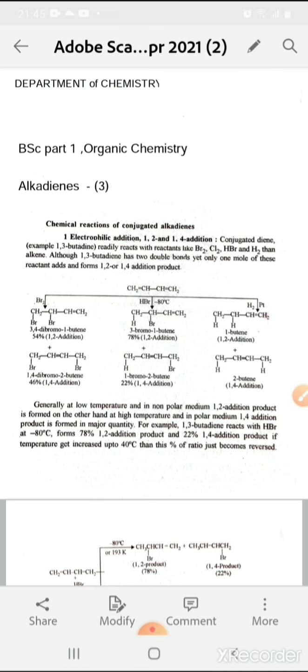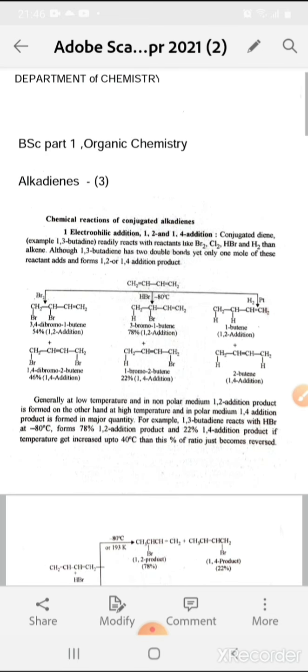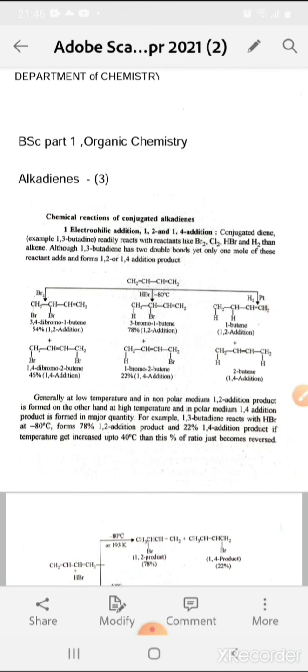addition product. So if we see the reactions, 1,3-butadiene reacts with bromine and forms 3,4-dibromo 1-butene 54%, that is 1,2 addition, and 1,4-dibromo 2-butene 46%, that is 1,4 addition. In the next reaction, 1,3-butadiene reacts with HBr at -80 degrees centigrade and forms 3-bromo 1-butene 78%, which is 1,2 addition, and forms 1-bromo 2-butene, which is 22%, and that is 1,4 addition.